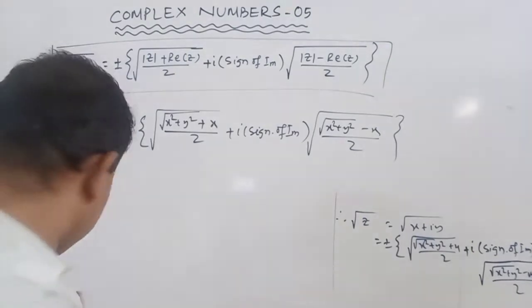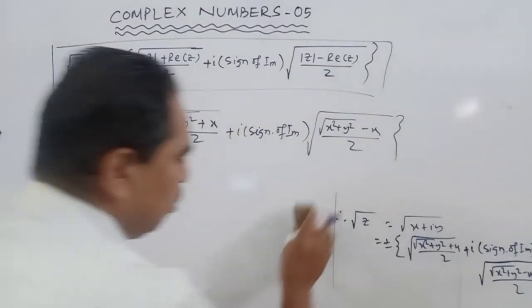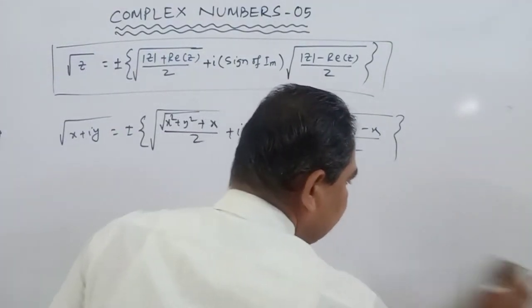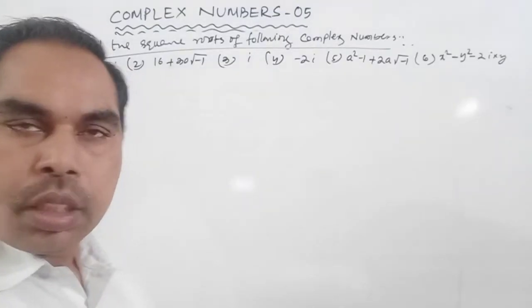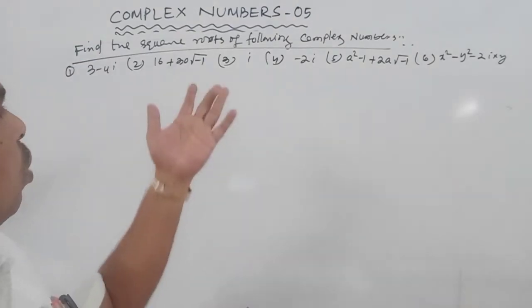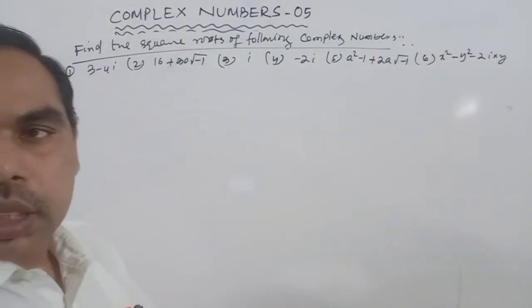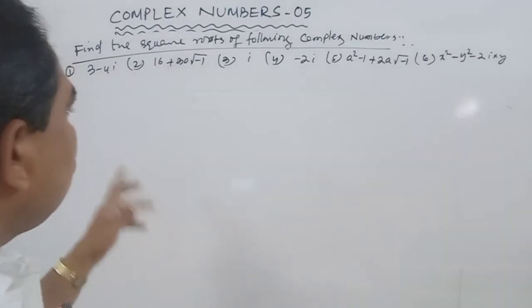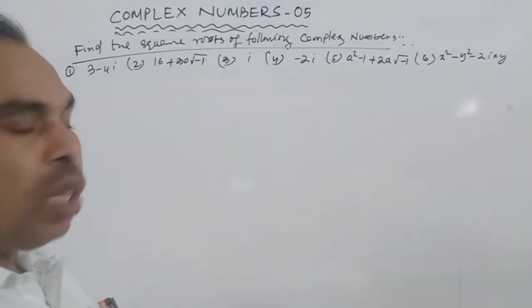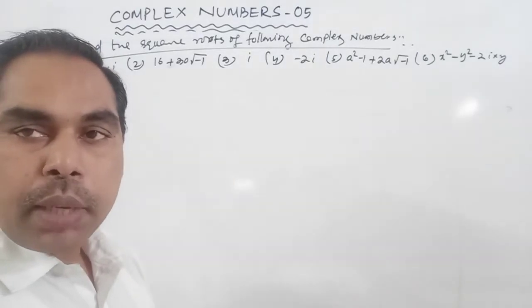Okay, so now let us see the application of this. These are the questions. Find the square root of the following complex numbers. Question number 1: 3 minus 4i; 2: 16 plus 30 into square root of minus 1. Square root of minus 1 means i.